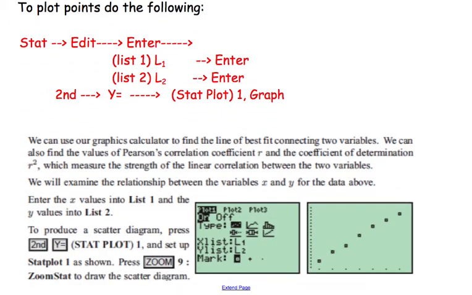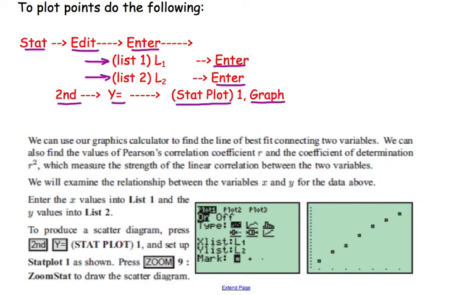Now let's scroll down to what we have to do to enter in a list. We'd want to enter our list into list 1. The steps are stat, edit, enter, and you're going to list each of your data points and push enter each time. Then you have your list 2 and enter each of them. Then you can go to second, y equals, stat plot 1, and you can graph it.